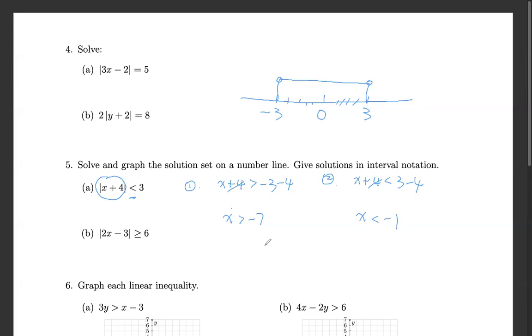Okay, so we have two solution sets. Of course, also we want to use interval notation. So one solution set is x greater than -7, which means we're starting from -7, but not including -7, going to positive infinity. X less than -1, starting from -infinity up to -1, not including -1. Because we have these two sets, we just unite those two. Because this one is a solution, this one is also a solution. Both solutions work for this.